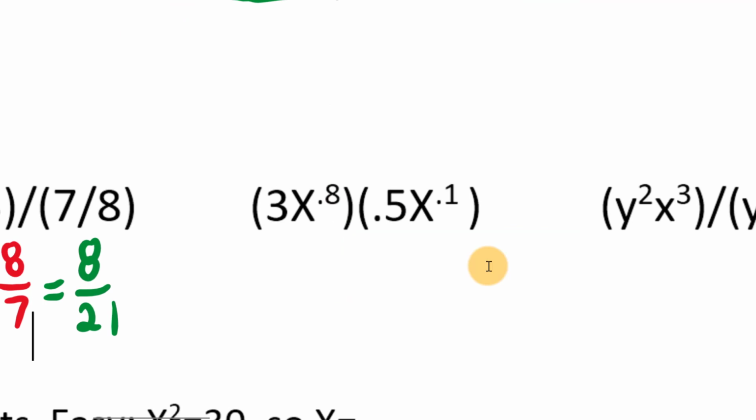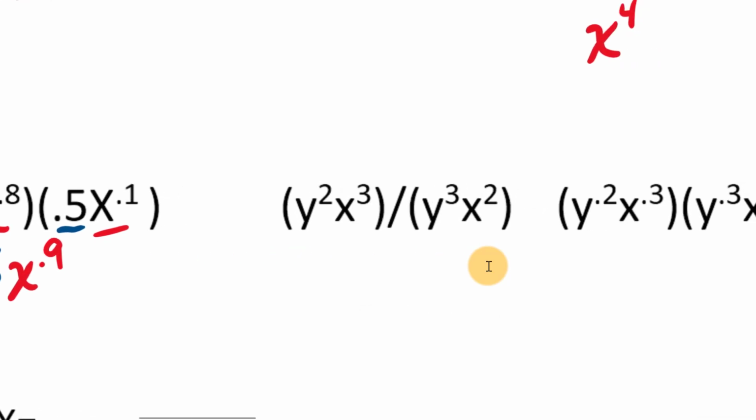How about if we had something like 3 times x to the 0.8 times 0.5x to the 0.1? What we want to do to simplify this is take the constants here, 3 times 0.5, and group those. 3 times 0.5 is 1.5. And then deal with the x's. So we have x to the 0.8 and x to the 0.1. That's x to the 0.9, right?